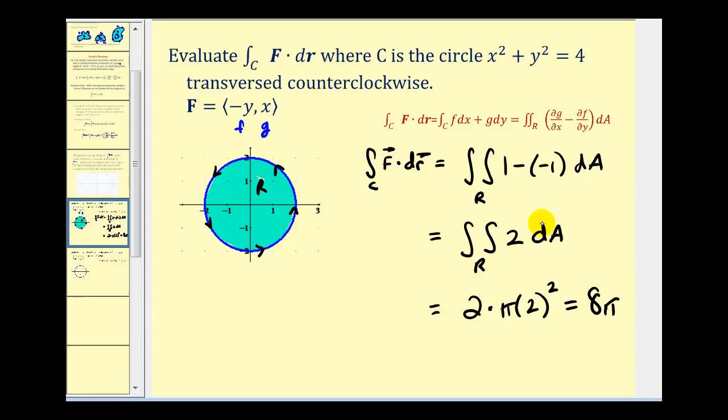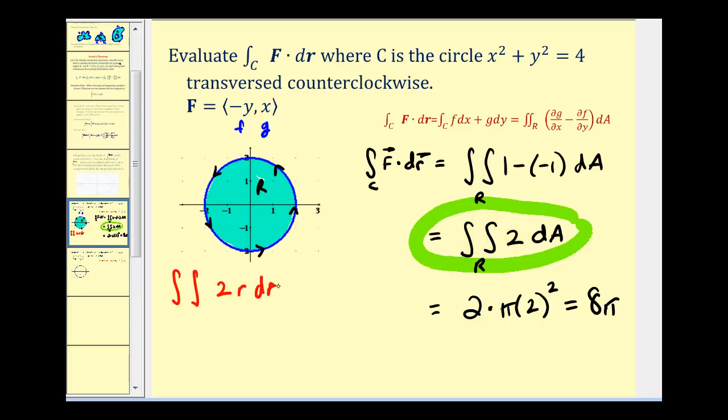However, I do want to show how we could evaluate this if we didn't recognize that this is just 2 times the area of the region. To evaluate this over this circle, it would be much easier if we converted this to polar form. And remember, when we do that, we have an extra factor of r and then dr d theta. Well, r would be from 0 to 2, and theta would be from 0 to 2 pi.